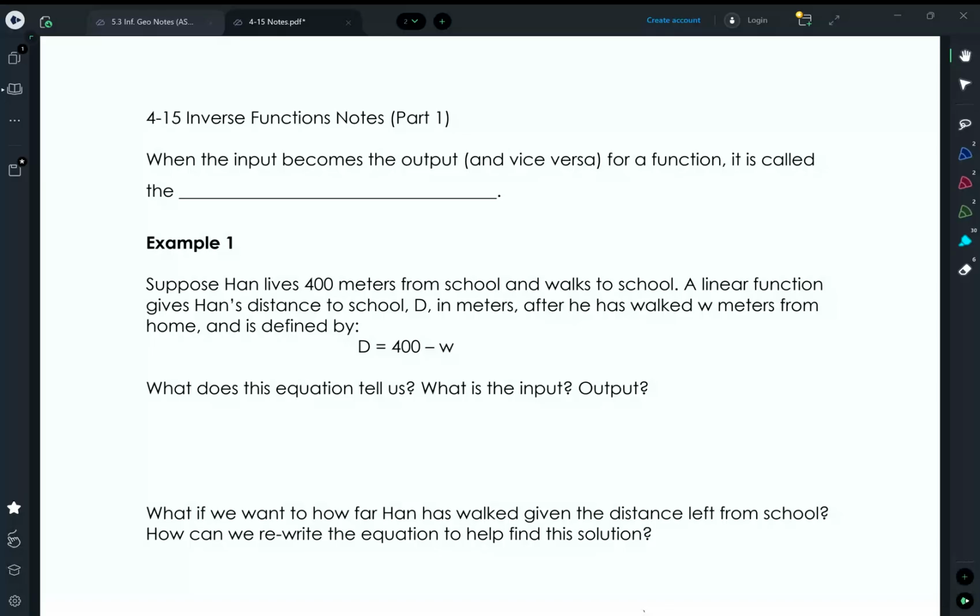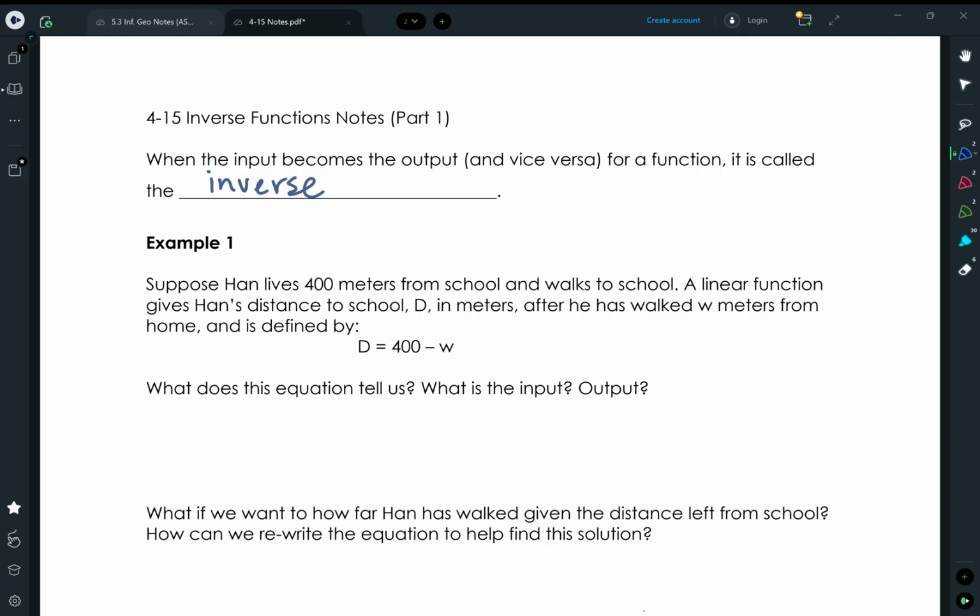So with inverse functions, we are looking at when the input becomes the output and vice versa. So we're switching around our input and output, and that is called the inverse. So let's go ahead and write inverse in this first blank here.